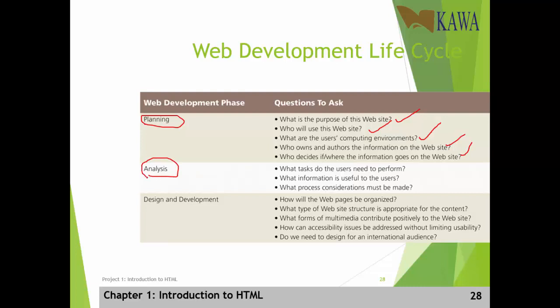Then you have to analyze what tasks the users need to perform within the website, what information is useful to these users, and what process considerations must be made. Then you go with the design and development. How will the web pages be organized? What type of website structure is appropriate according to the purpose of the website you are developing, because not every website serves the same purpose? What forms of multimedia contribute positively to the website? Like imaging. How can accessibility issues be addressed without limiting usability?